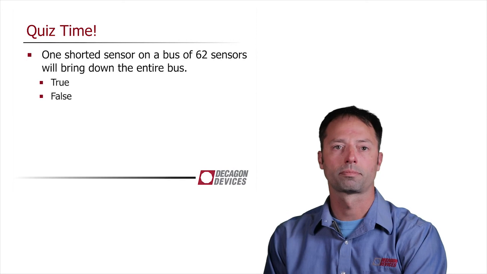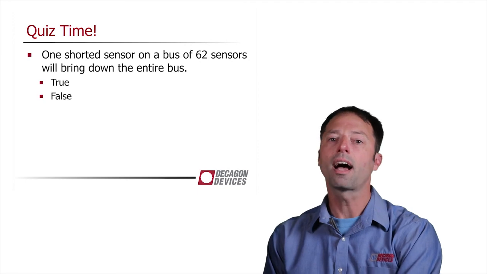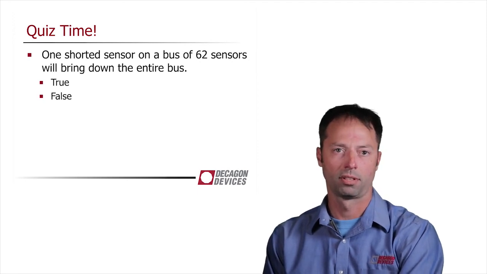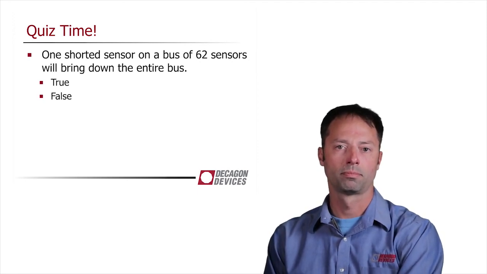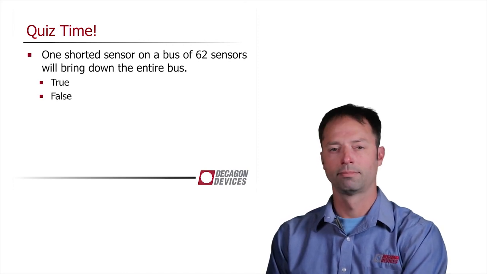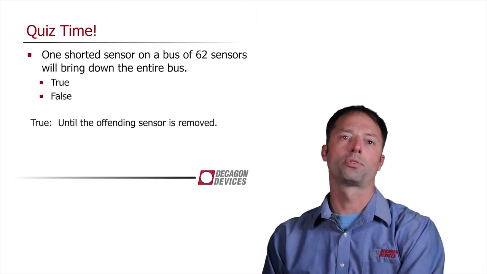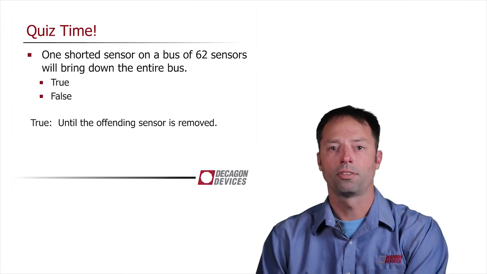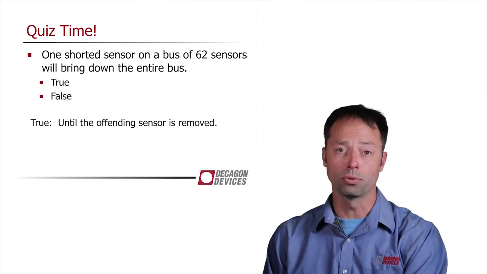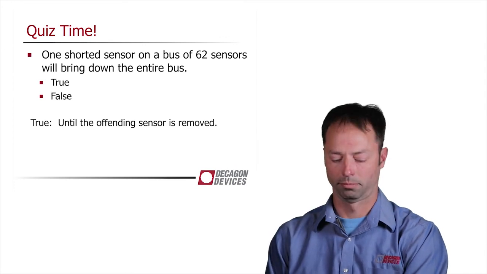Next question. One shorted sensor on a bus of 62 sensors will bring down the entire bus. True or false? And that is also true, until the sensor that is causing the problem is removed. Once it's removed, all the rest of your sensors should come right back on.